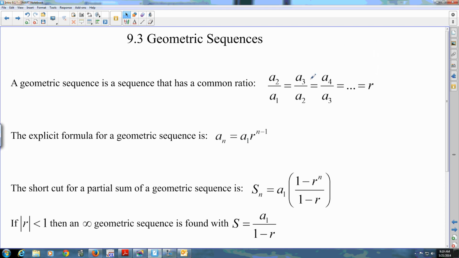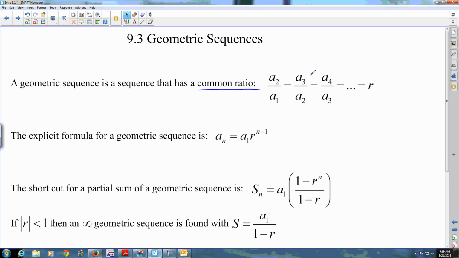Hello everyone, this is for section 9.3 for pre-calc. It's on geometric sequences. Again, a sequence is a list of numbers. What makes a geometric sequence a geometric sequence is that the terms have a common ratio. And the formal definition looks like this.